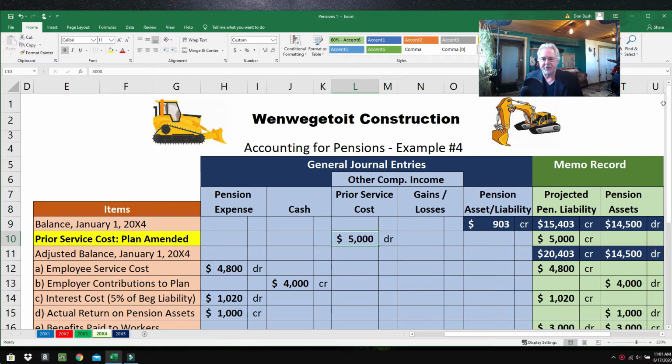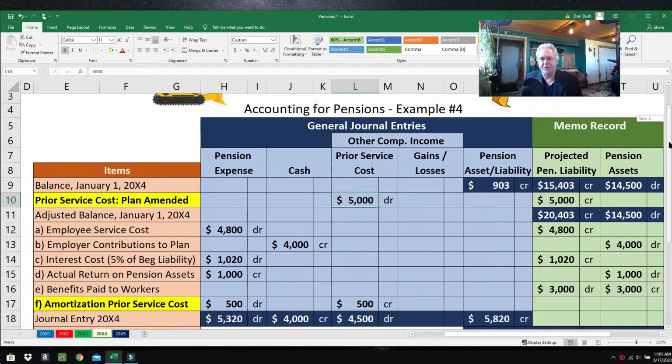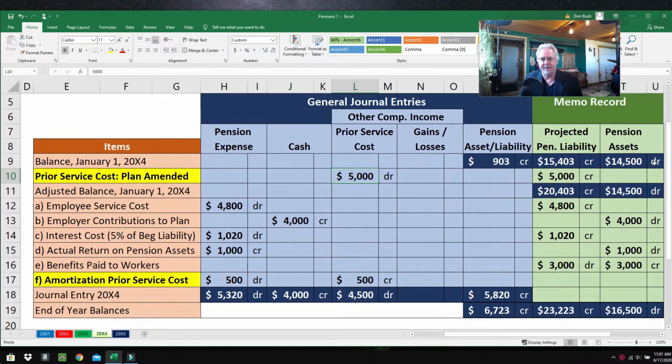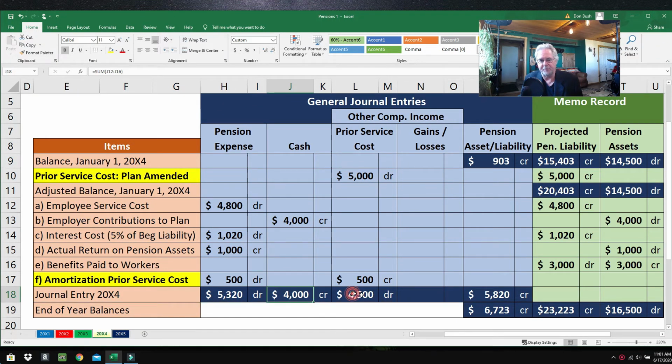So what we're doing is using a pension worksheet. This is not an official accounting record, but just a tool to help us figure out a journal entry, which is right down here. This spreadsheet helps us figure this out. What's going on this week is we're adding something called prior service cost, and I'll explain it in a moment. We're placing the debit in other comprehensive income, prior service cost.